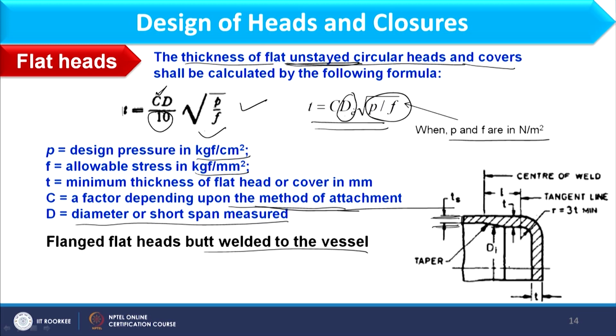So, if I consider placement of this, that placement is horizontal. So, this head is attached to the horizontal shell. Ts is the standard thickness of the shell, and T is the thickness of the flat head, which we need to find.